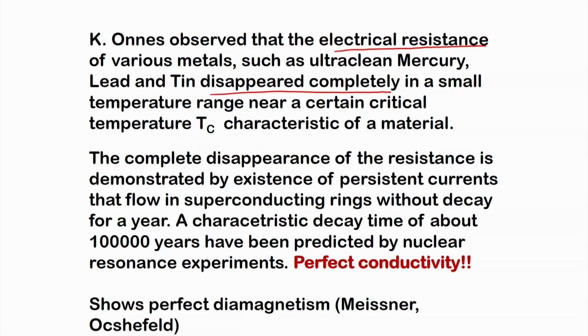The complete disappearance of the resistance is demonstrated by the existence of persistent currents that flow in superconducting rings without any decay for a year. And in fact, the nuclear resonance experiments have predicted that they would only be decaying on a time scale of 10 to the power 5 years, and that is why they are called perfect conductors.